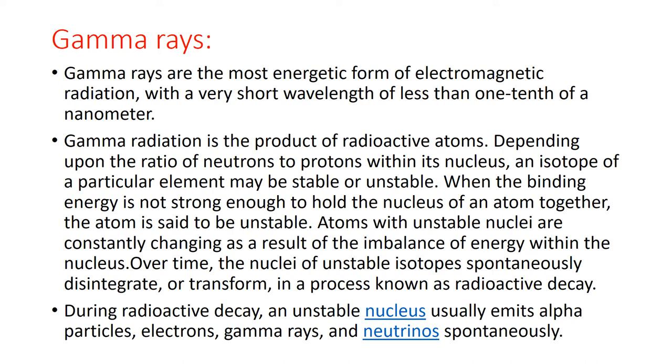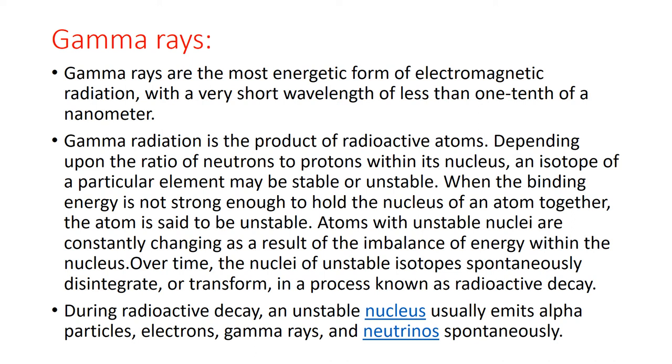Gamma radiation is the product of radioactive atoms, because the nucleus of a radioactive atom is unstable because of the huge number of protons and neutrons present in the nucleus, and the binding energy of that nucleus is not strong enough to hold the huge number of protons and neutrons together. That's why the atom becomes unstable, and due to this instability the nucleus of an atom starts to disintegrate slowly, and when the atom starts to disintegrate slowly the mass of the atom is converted into electromagnetic radiations known as alpha particles, beta particles and gamma radiation. So gamma radiation is the product of radioactive decay.